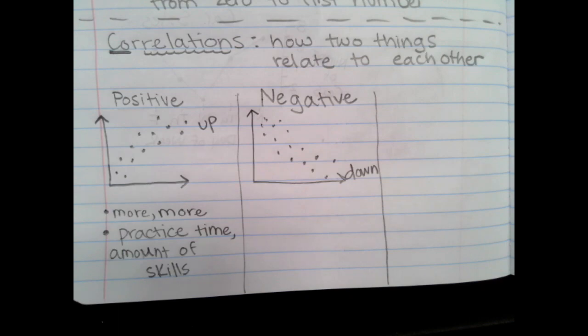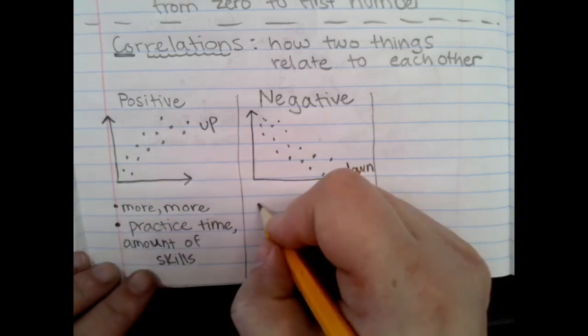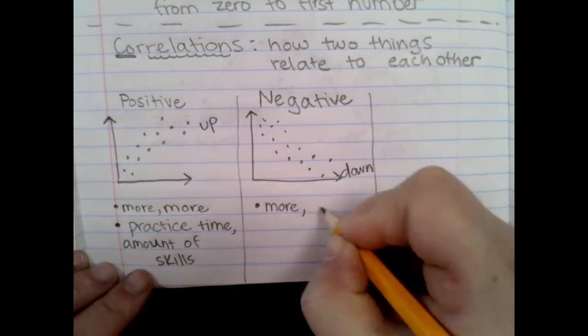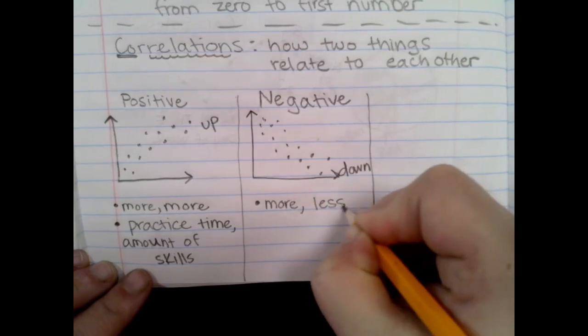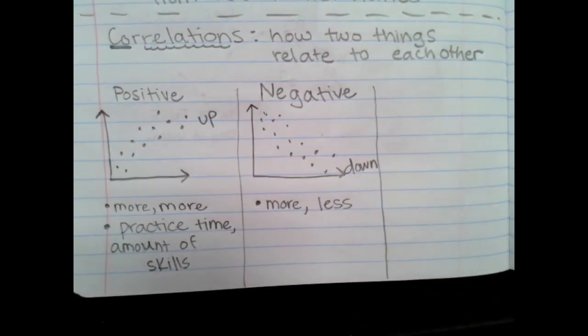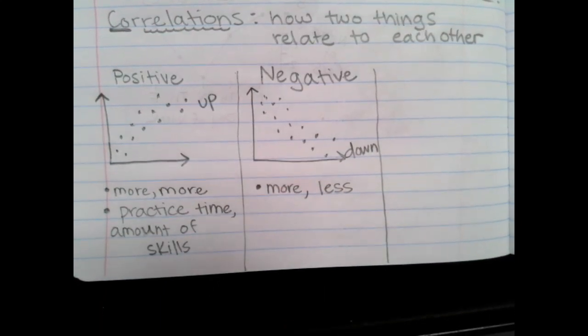All right, this problem works with more or less. So they're going in opposite directions, which makes it negative. More or less. The more of something, the less of another thing. So a lot of times this has to do with thinking about the amount that we're starting with, and as we do something, as we start, that amount is getting less and less.